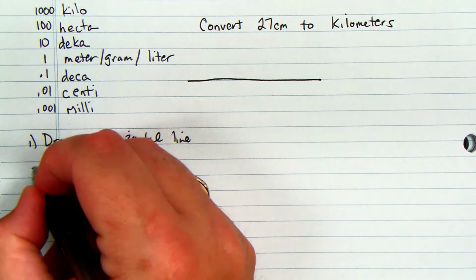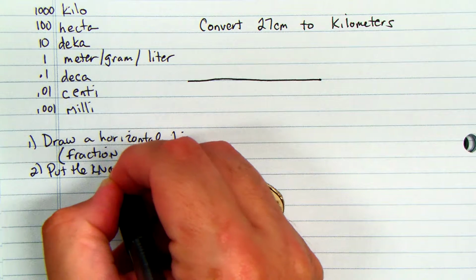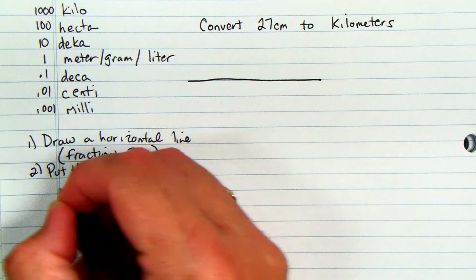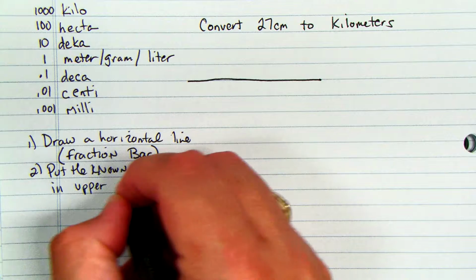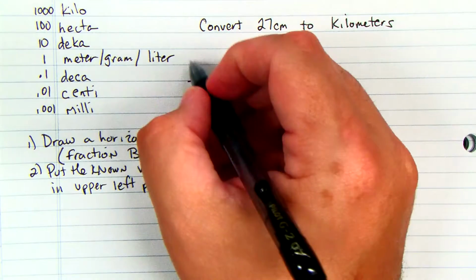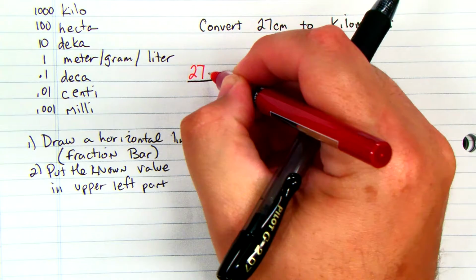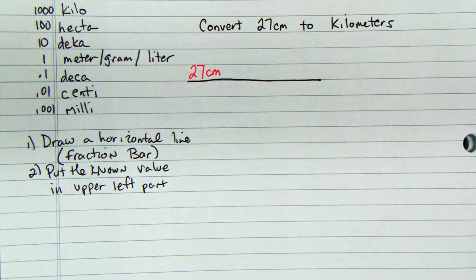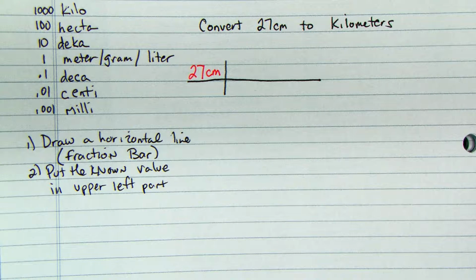Second thing we do: put the known value in the upper left part. So we know 27 centimeters, so I'm going to put 27 centimeters there. And then I'm going to draw a line. Now, I'm going to show you a couple different ways that you can do this, but this is what I really, really like.